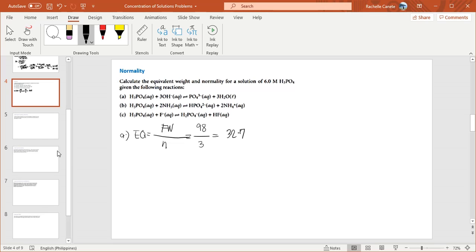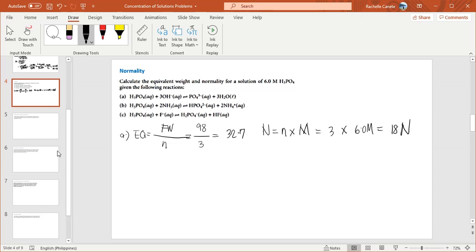And to compute for the normality, you just use the molarity. So, this is the relationship of normality and molarity. So, you just use the formula the normality is equal to the number of equivalents multiplied by the molarity. So, that gives you 3 number of equivalents times 6.0 molar. That gives you 18 normal.